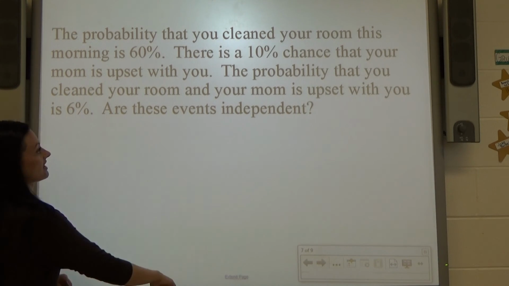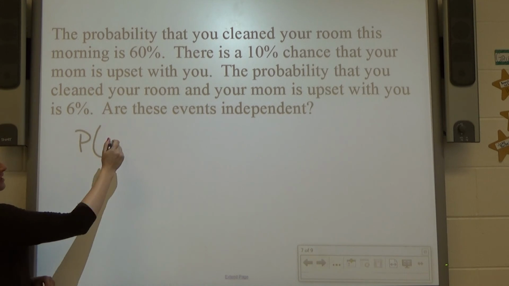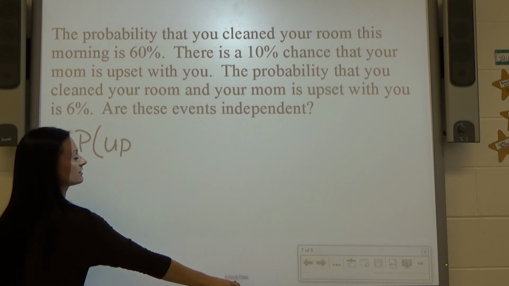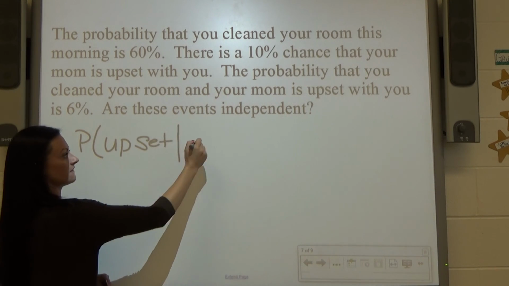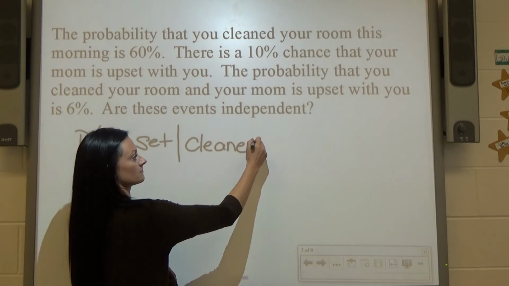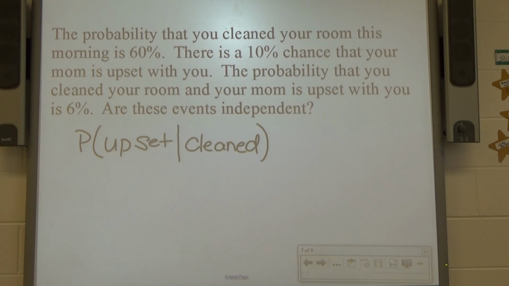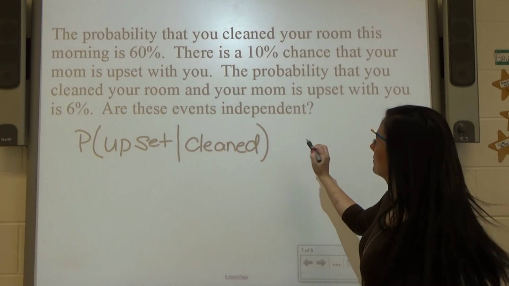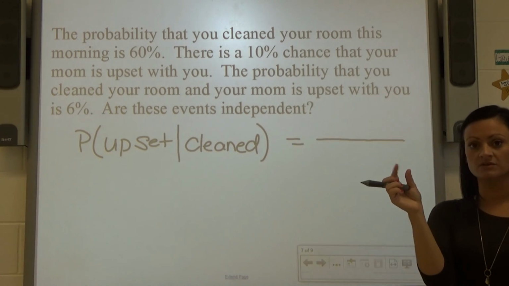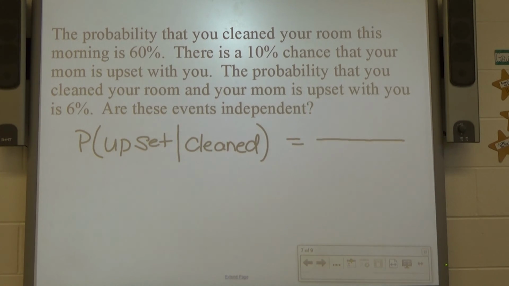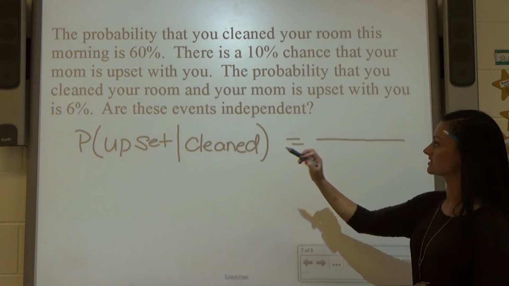So the way that I would write that statement, I'm going to look at the probability of my mother being upset, if I can spell upset correctly, given that I cleaned. So in my numerator, I need to find the probability of my mother being upset and I have cleaned my room in the morning, because I want to know where those two things happen together. So the probability of my mother being upset with me and the fact that I cleaned my room is this 6% that I have at the very end.